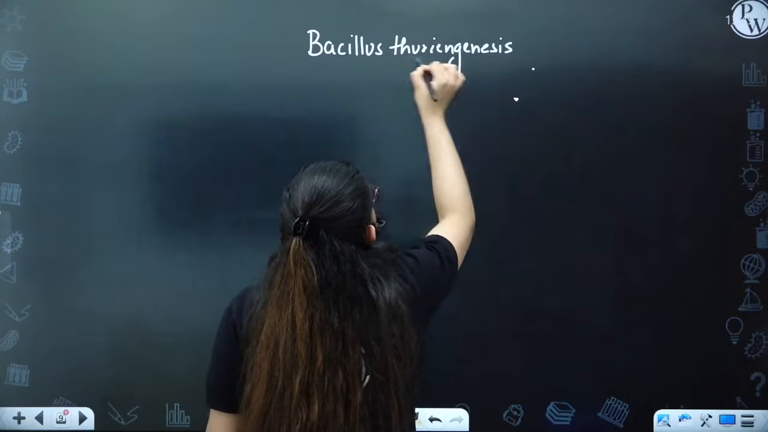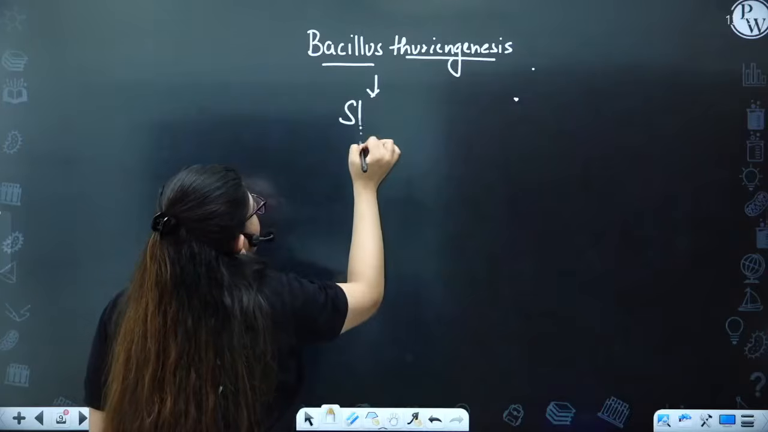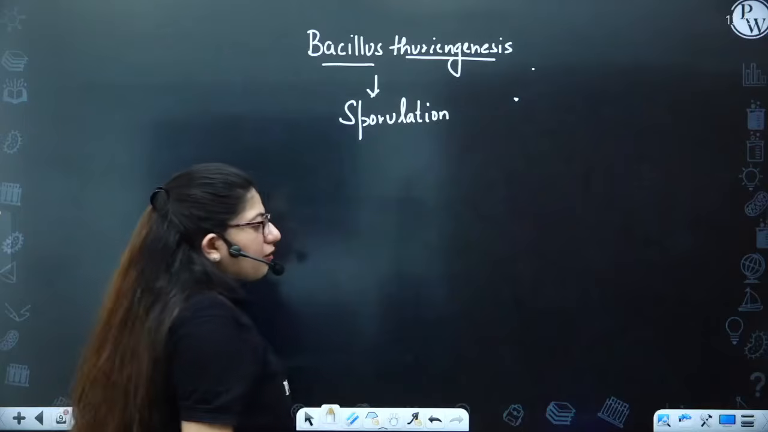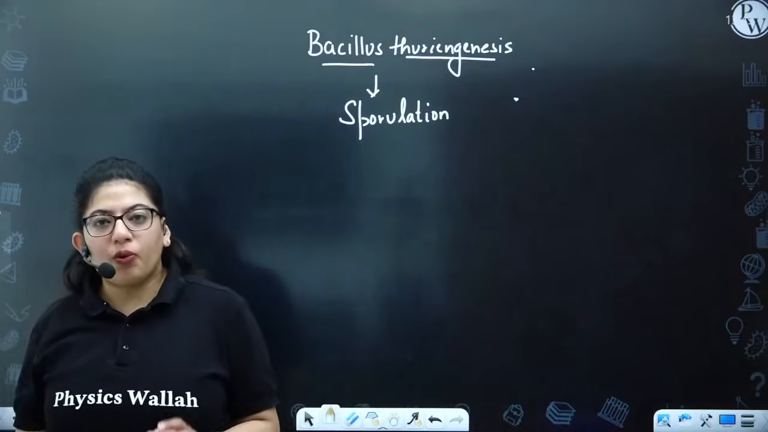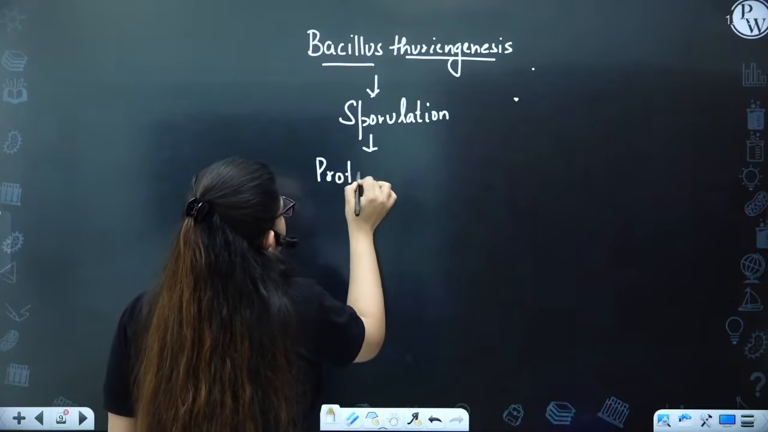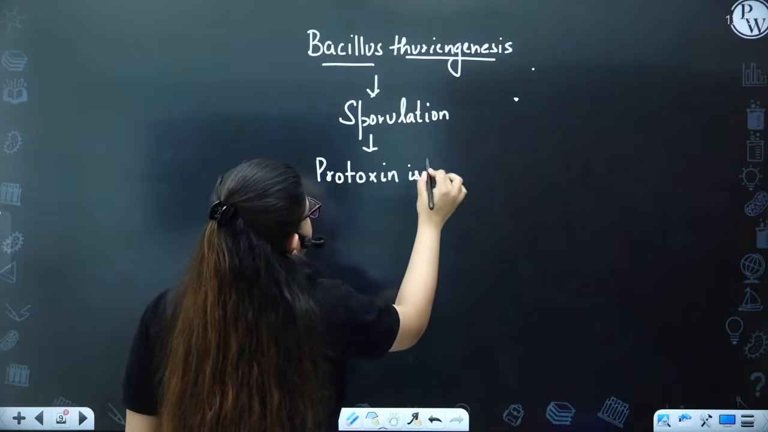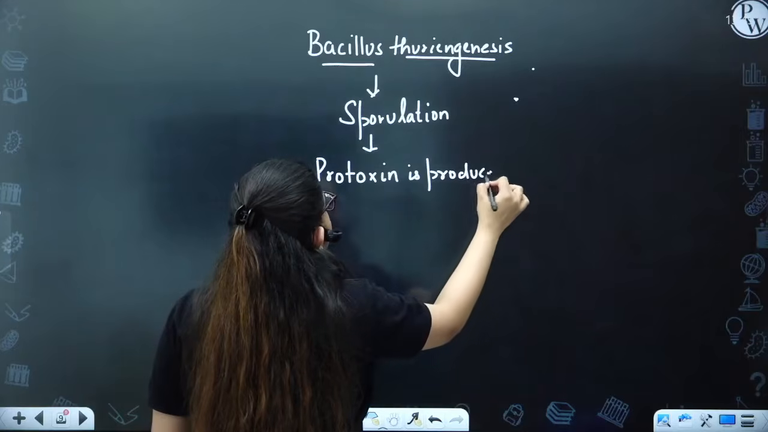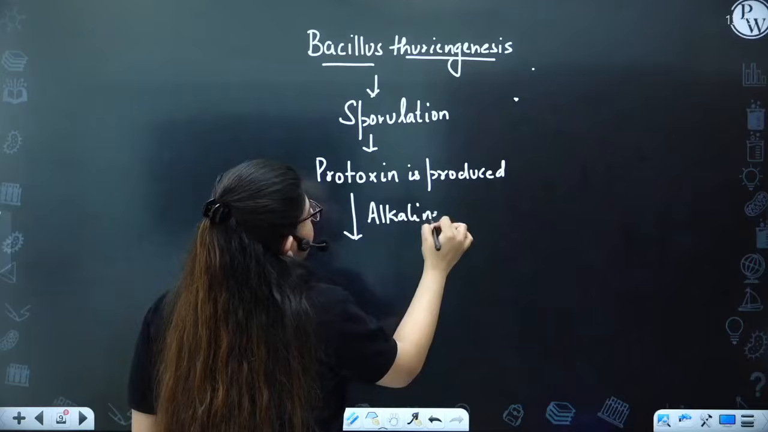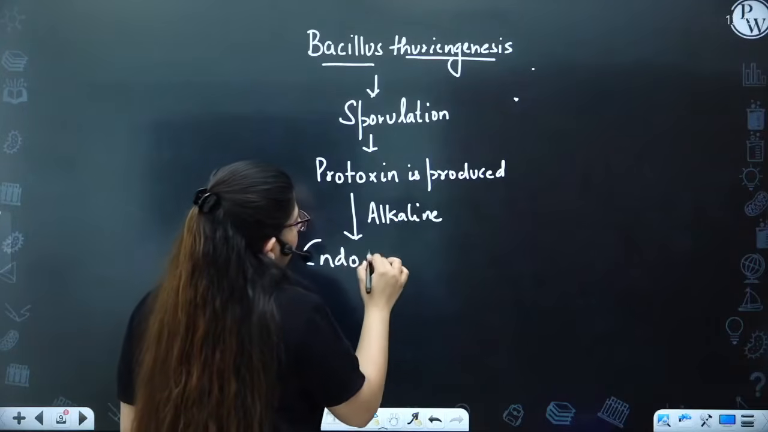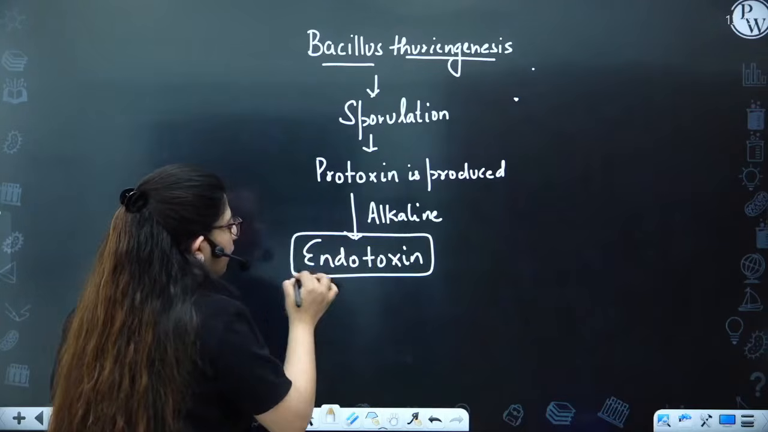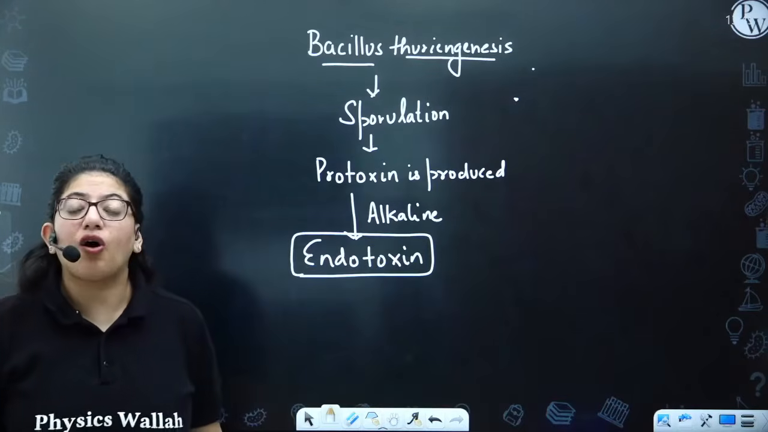So whenever this bacterium undergoes sporulation, what is sporulation? Formation of spores. When this bacterium undergoes sporulation, it produces a protoxin. This protoxin, when it gets alkaline conditions, gets converted into endotoxin. And this endotoxin is the one which is deadly to the larva of your pest.